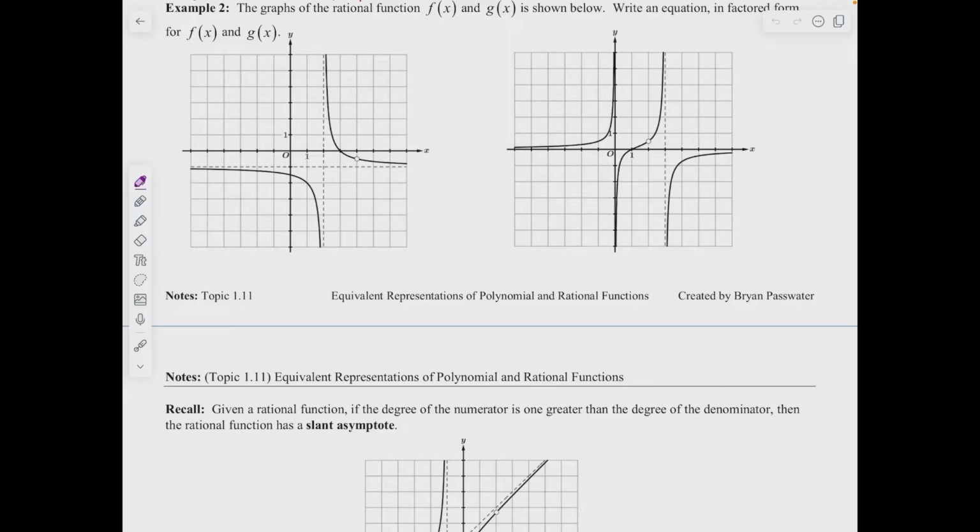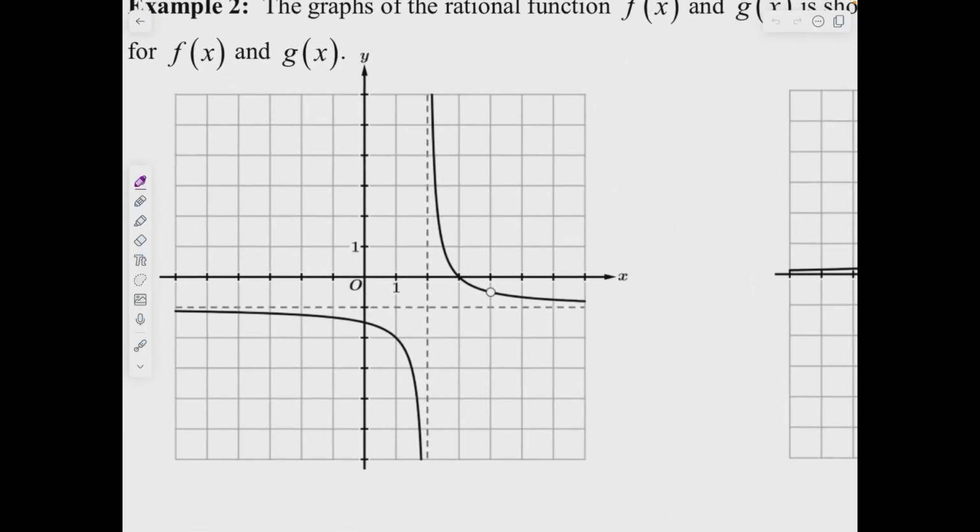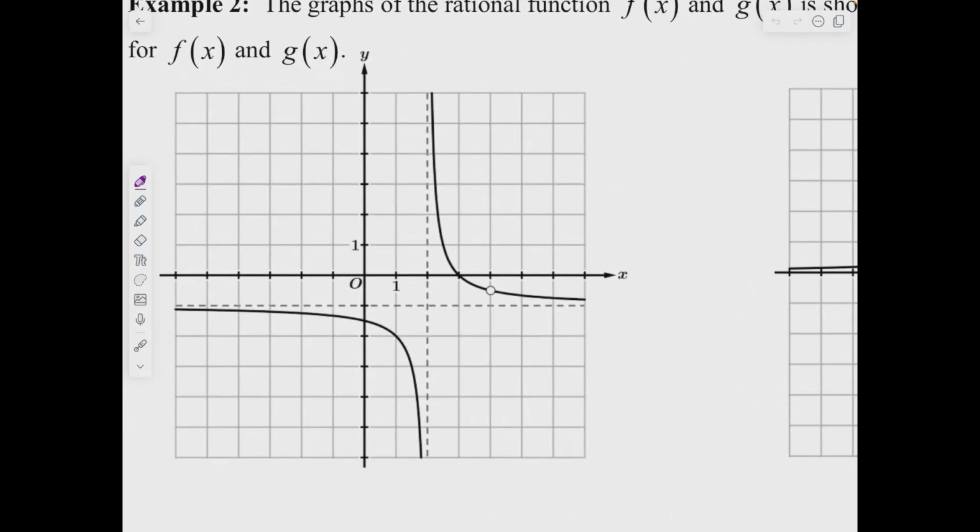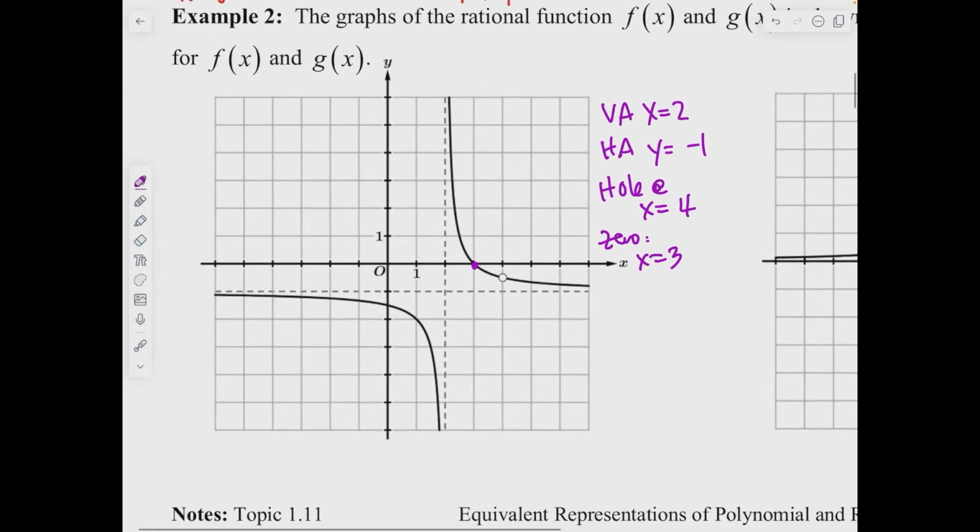Okay, let's see how we did on example number 2. So for this first one, just a couple of things that I noticed. The first thing that I noticed is I have a vertical asymptote at x equals 2. I noticed that I have a horizontal asymptote at y equals -1. I know that I have a hole at x equals 4. And then the last thing I notice is that I have a 0 at x equals 3. Okay, so that's going to tell me a lot of things about my function.